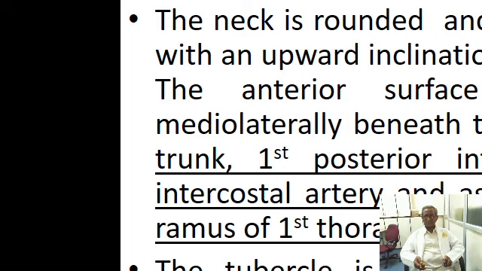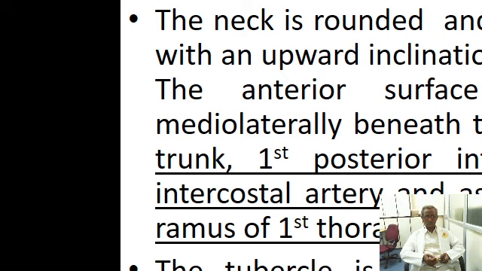So now the description. The neck is round and extends posterolaterally with an upward inclination, and then upward to the tubercle of the rib. The anterior surface of the neck is crossed mediolaterally beneath the pleura by the sympathetic trunk, first posterior intercostal vein, superior intercostal artery, and the ascending branch of the ventral ramus of the first thoracic nerve.